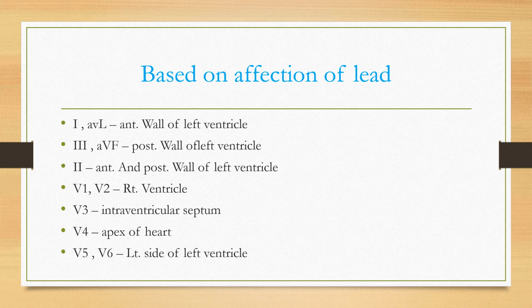Like in V4, it is at the apex of the heart, and in V1 and V2, it is at the right ventricle. So you must have a basic idea. If you know these, then you can easily tell the examiner the exact location of the pathology: whether it is in the left ventricle, or in the right ventricle, or at the base or apex of the heart.